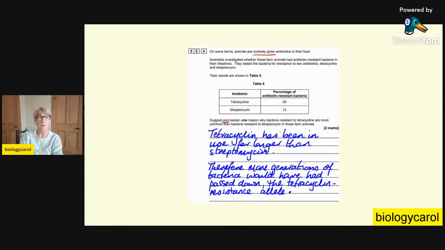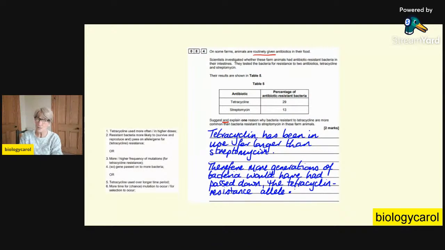What had I written? Been used for longer than streptomycin. Therefore, oh yeah, I did write it a little bit more intelligently. Therefore, more generations of bacteria would have passed down the tetracycline resistance allele. That's what I wrote. Here's the mark scheme. So I got, and here's the guidance, I got mark 0.5, but I missed mark 0.6, which when I look at the mark scheme, I kind of go, oh, darn.